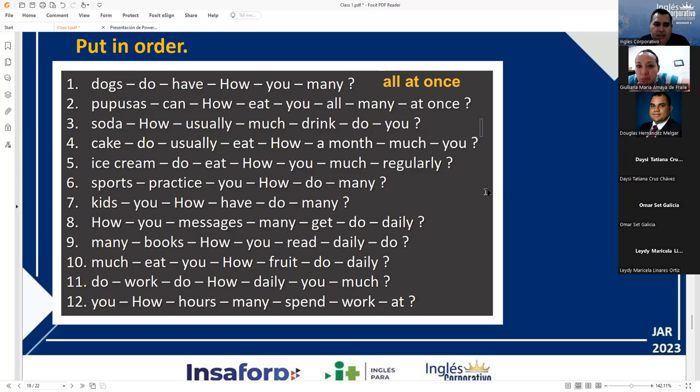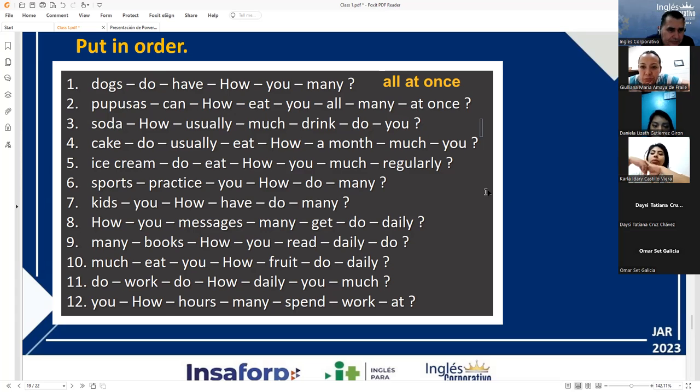How many sports do you practice? Seven. How many kids do you have? How many children do you have? Eight.